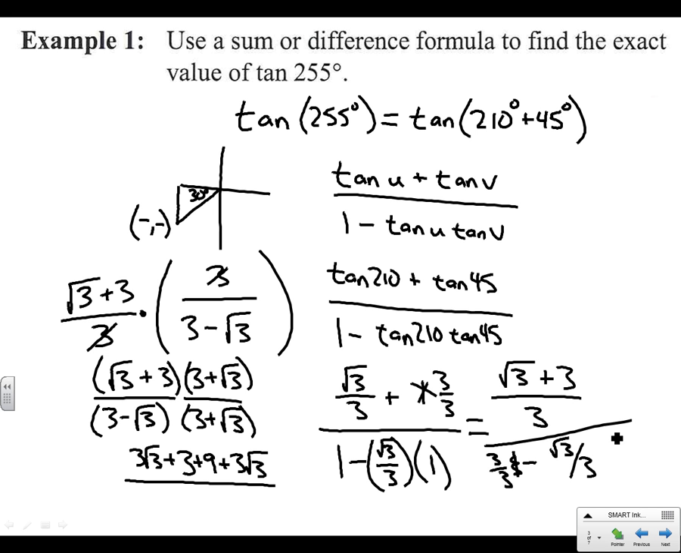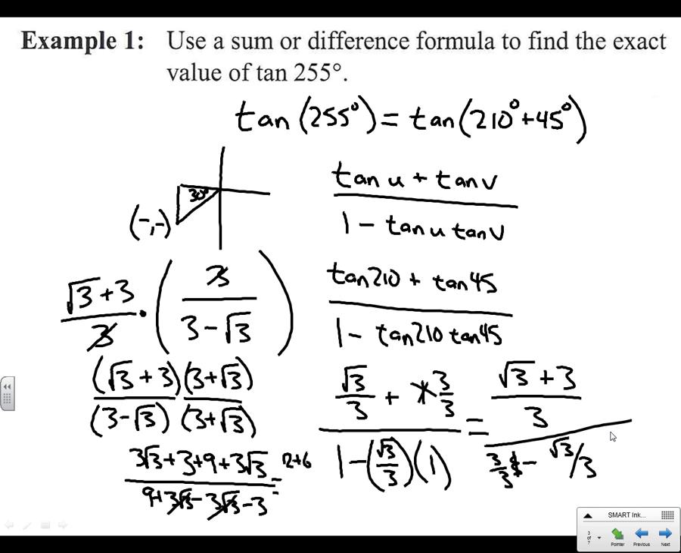Over. Let's FOIL again. First, 9. Outside, plus 3 root 3. Inside, minus 3 root 3. And last, it'll be a minus 3. Cancel and cancel. What do we have here? 12 plus 6 root 3.